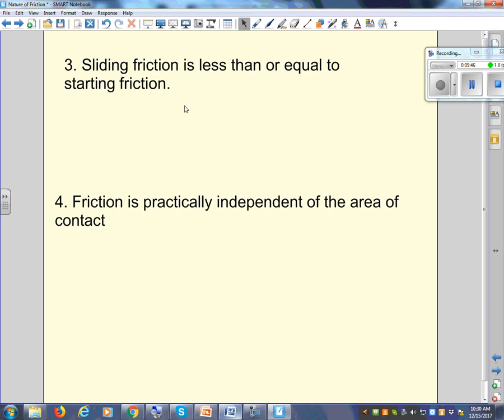Sliding friction is less than or equal to starting friction. I think I said that already, right? Less than or equal to. Static is greater than or equal to kinetic. Friction is practically independent of the area of contact. Now, how do I usually explain that?